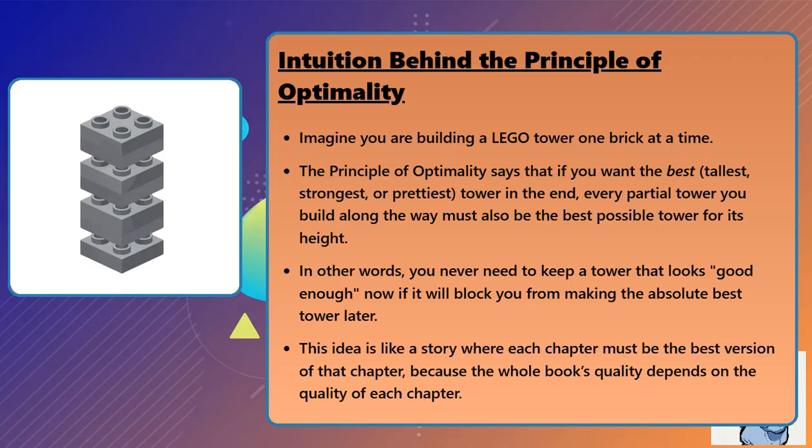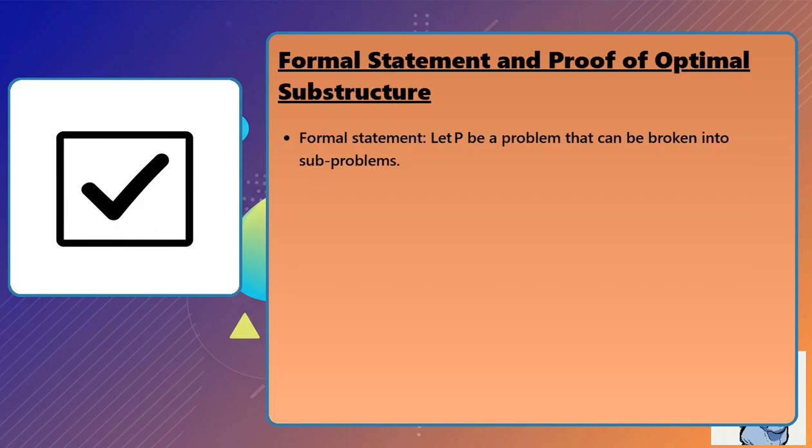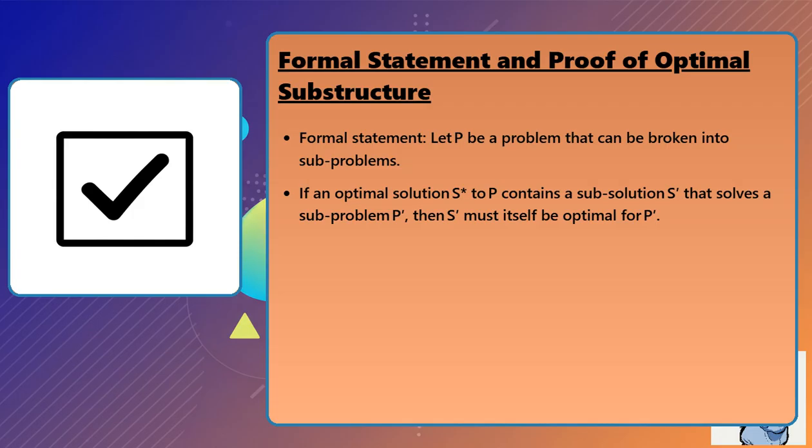This idea is like a story where each chapter must be the best version of that chapter, because the whole book's quality depends on the quality of each chapter. Formal statement: let P be a problem that can be broken into sub-problems. If an optimal solution S star to P contains a sub-solution S prime that solves a sub-problem P prime, then S prime must itself be optimal for P prime.